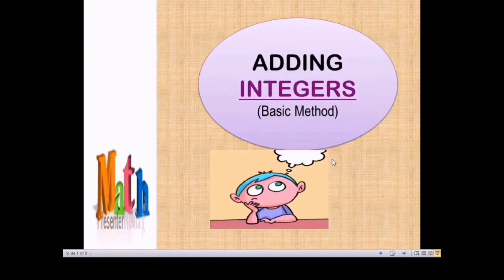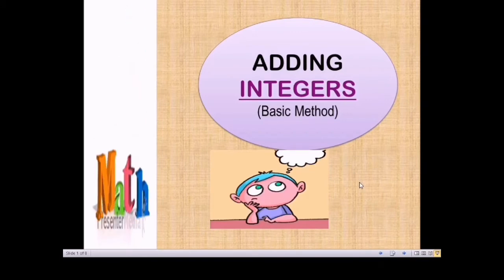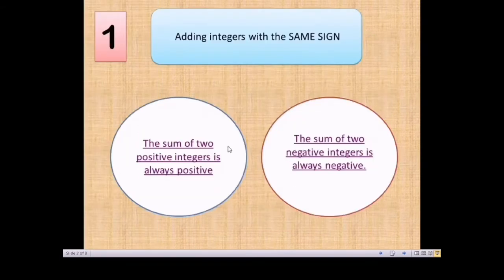Since we're done defining integers, we will now proceed to adding integers. In adding integers, we have two rules. The first rule is adding integers with the same sign. In adding integers with the same sign, we have two properties. The first property is the sum of two positive integers is always positive. And the second property is the sum of two negative integers is always negative. But we will discuss the first property first.